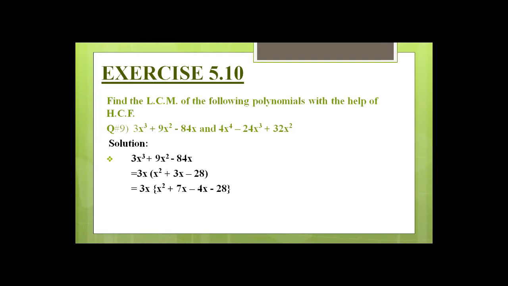Plus 7 and minus 4. When you multiply plus 7 and minus 4, you get minus 28. And when you add plus 7 and minus 4, you get plus 3. So these are the factors for middle term breaking.